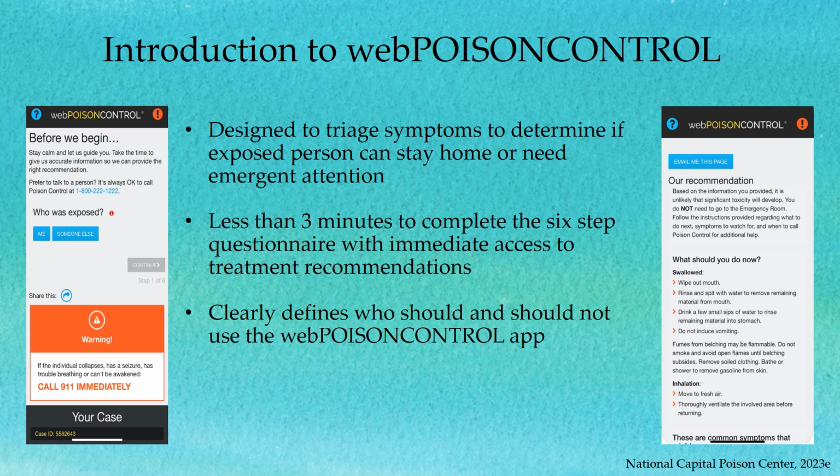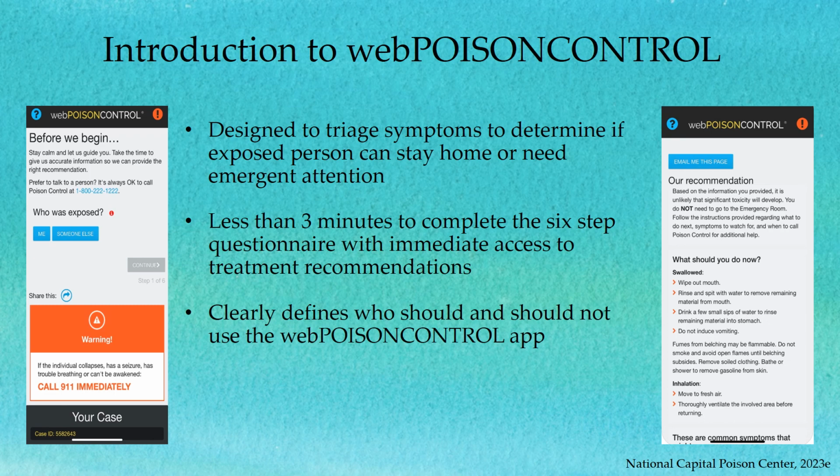After opening Web Poison Control on your mobile device, the first screen that populates is the Before We Begin screen. This is an important first step for users as they are given the option to complete the 6-step questionnaire or call Poison Control directly. The goal of the questionnaire is for the app to triage the user's symptoms in less than 3 minutes and provide recommendations for treatment or symptom management.